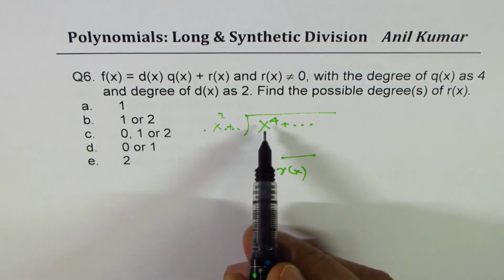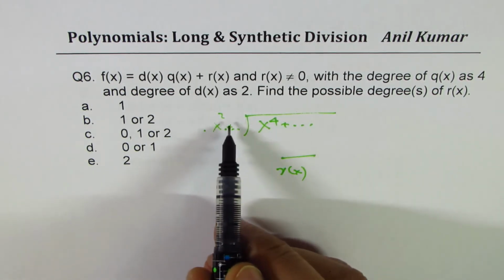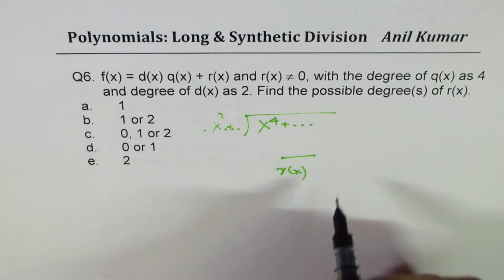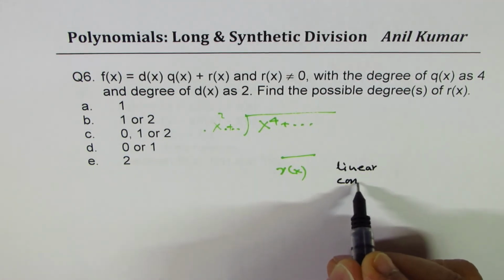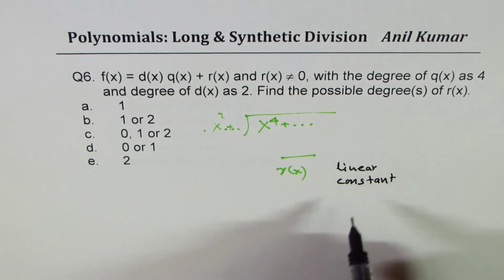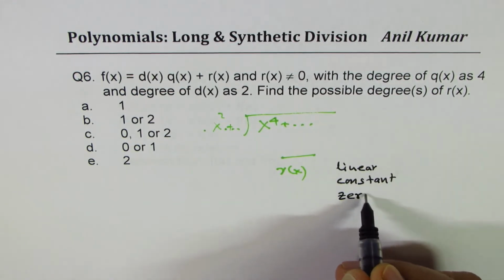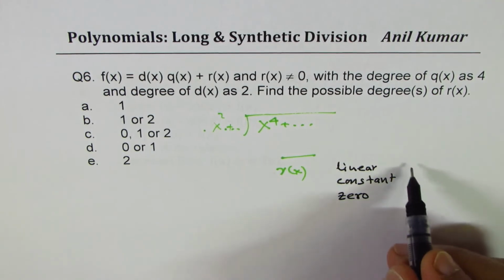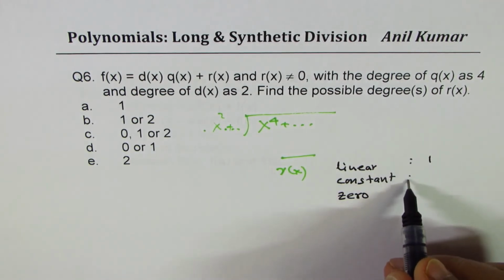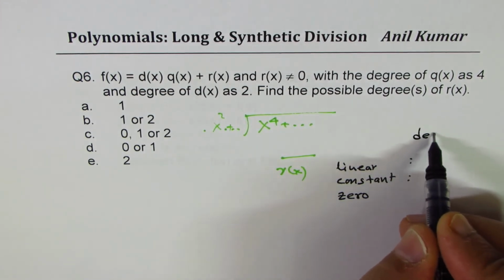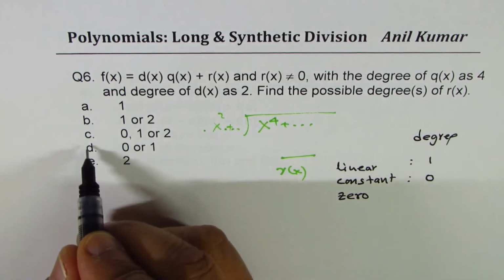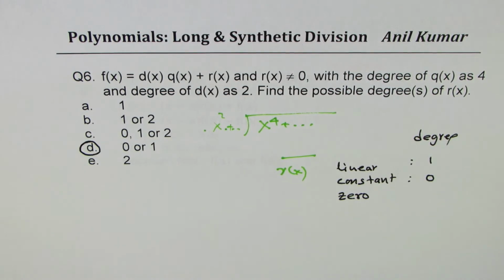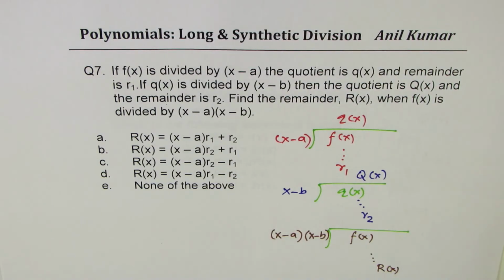So clearly it could be less than 2 only, right? So it could be linear, or it could be a constant, or it could be 0, right? If it is a factor. So in either case, linear means degree is 1, constant means degree is 0. So that is what the degree could be, right? So there are two options, 0 and 1. Option D is the right option. Perfect. Now let us see how to solve question number 7.